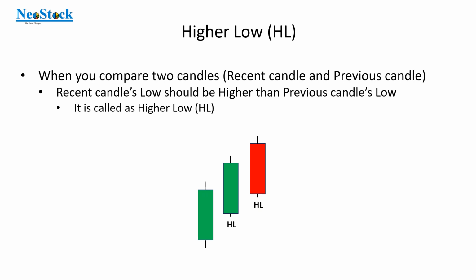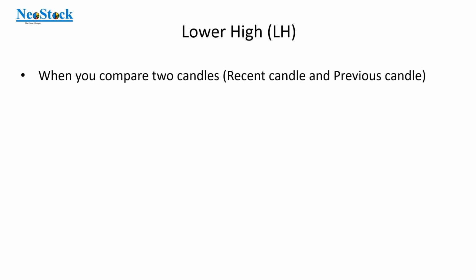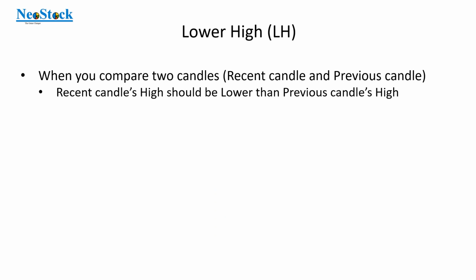So let us look into the next type, that is lower high. What is lower high? The recent candle's high should be lower than the previous candle's high. When you are comparing the recent candle's high and the previous candle's high, the recent candle's high should be lower. Then we can say it is a lower high.